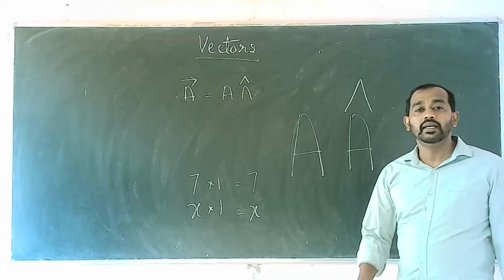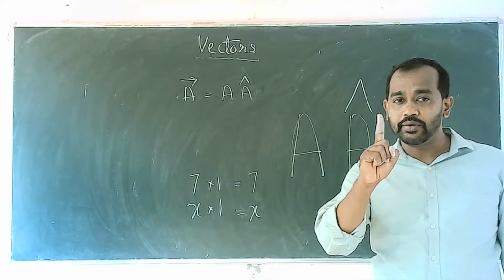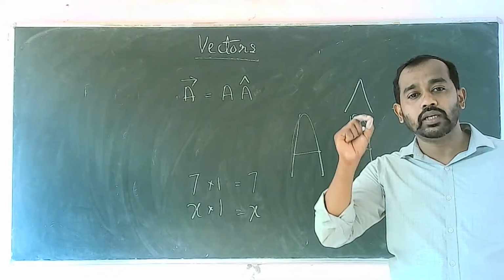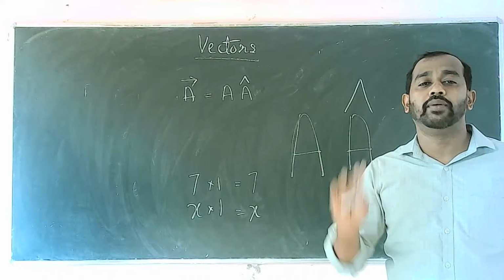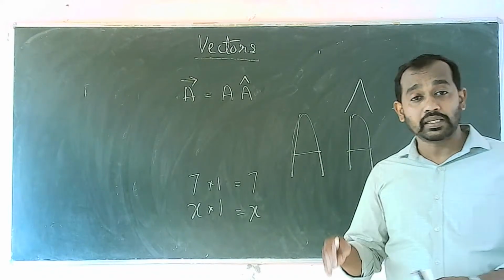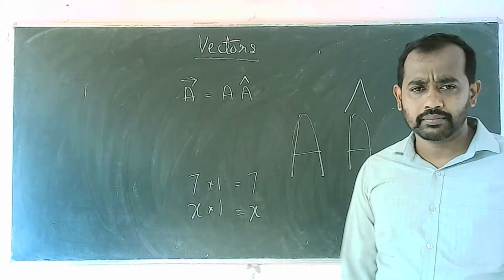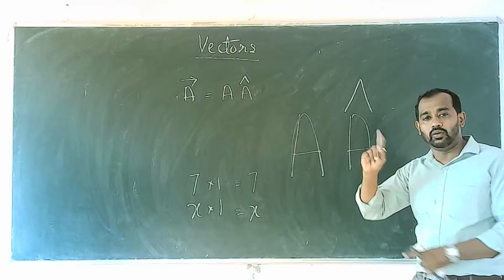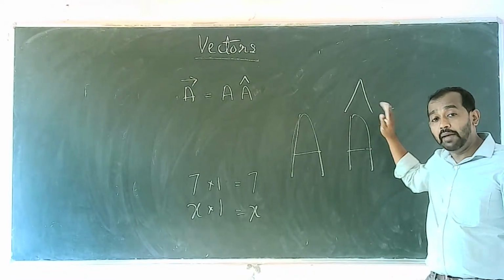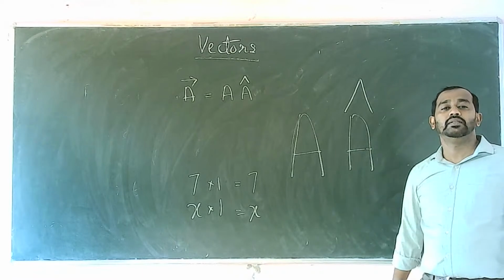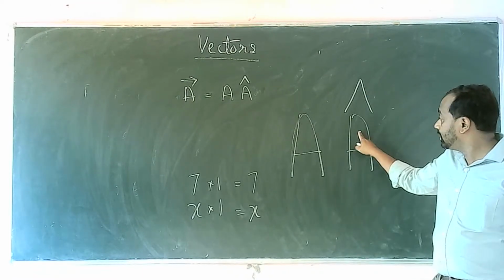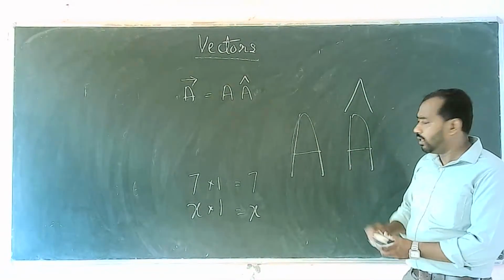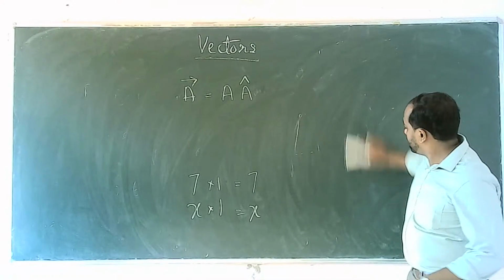What is the meaning of unit vector? It is the vector which has magnitude equal to 1. A vector which has magnitude equal to 1 is known as a unit vector. It could be represented in any way, so it depends on us. But when we consider its magnitude, it will be equal to 1. This cap represents the direction of this unit vector, which is the same as that of the vector A. I hope you have clearly seen this.